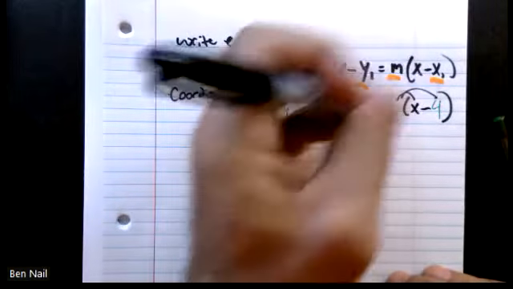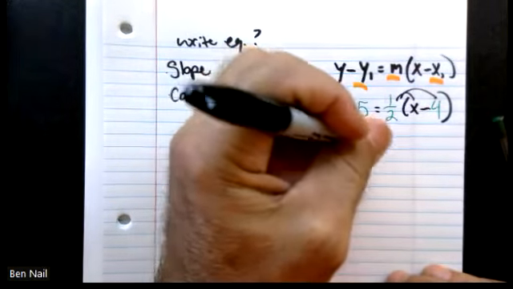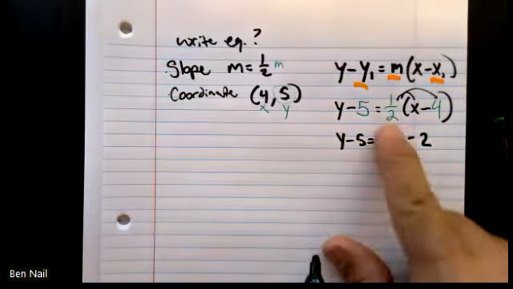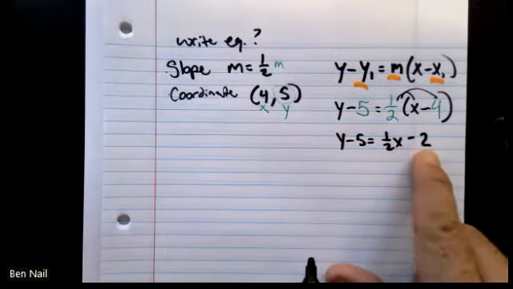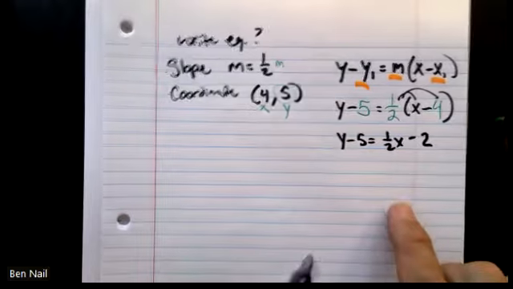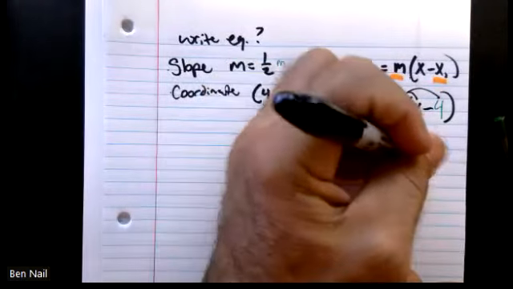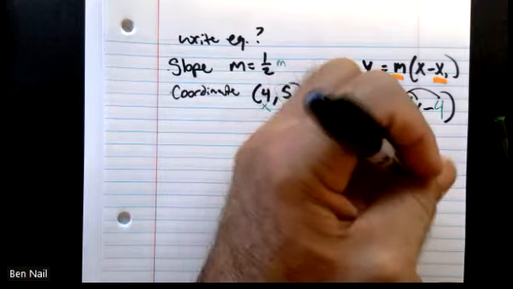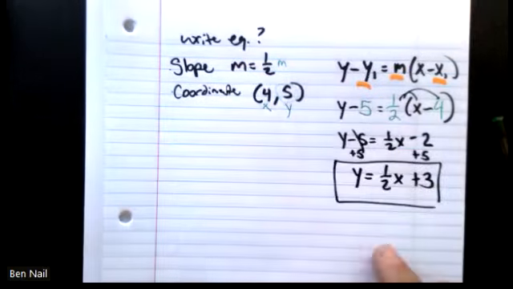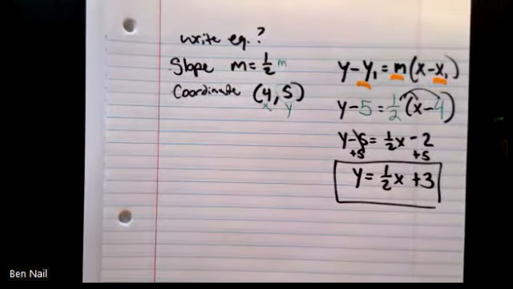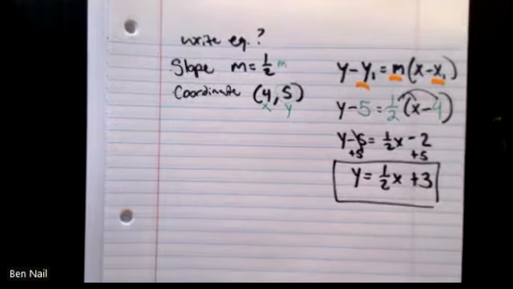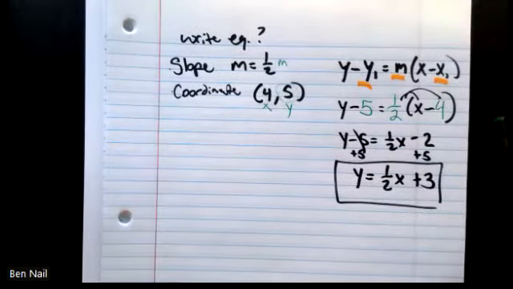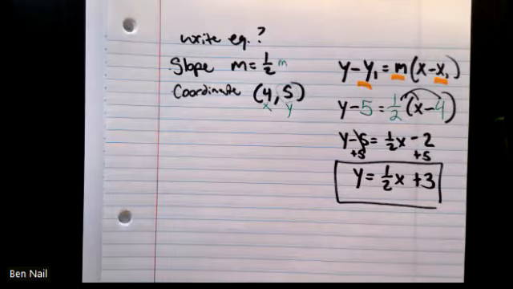So if we distribute here, half of 4 is 2. Add 5 to both sides. Y equals 1/2 x plus 3. So there's my equation that follows the given information. It's going to go with the right slope, and that coordinate would fall in on this line if you were to graph it.